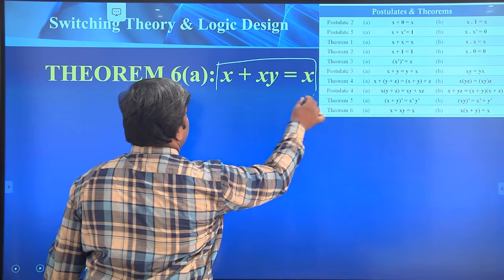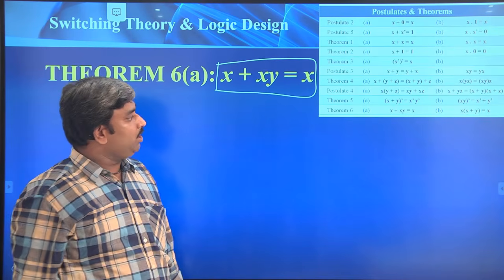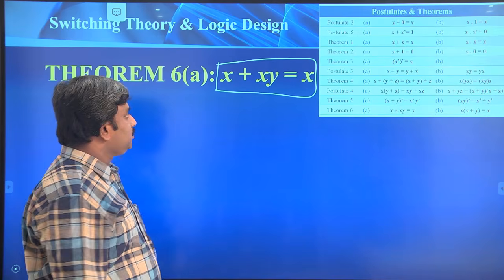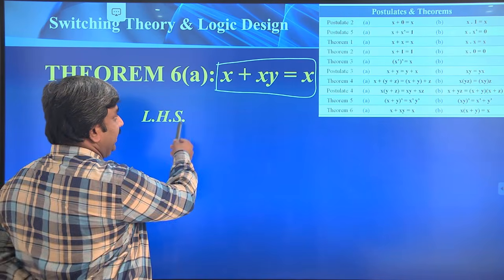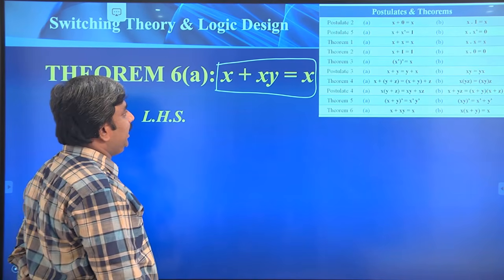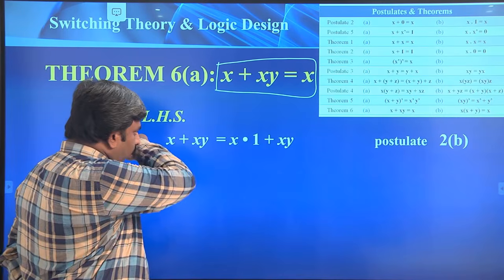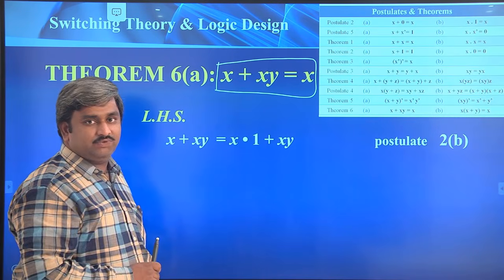X plus xy is equal to x. Now we have to prove this theorem. Coming to here, the LHS, that is x plus xy. Write down x plus xy. I have written x plus xy here.